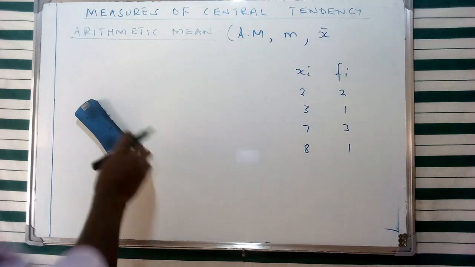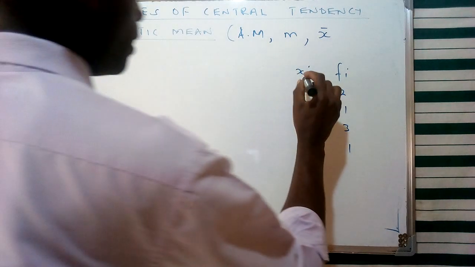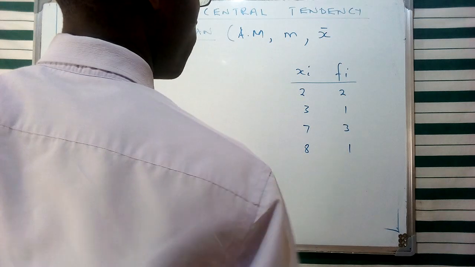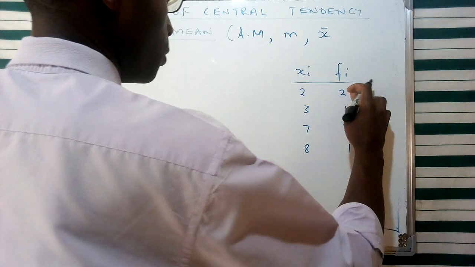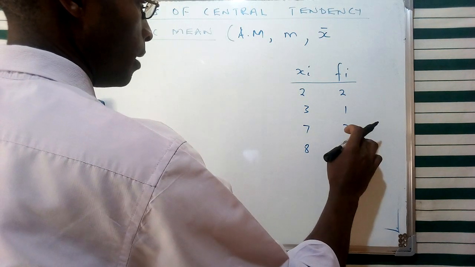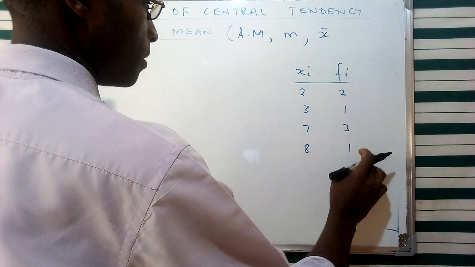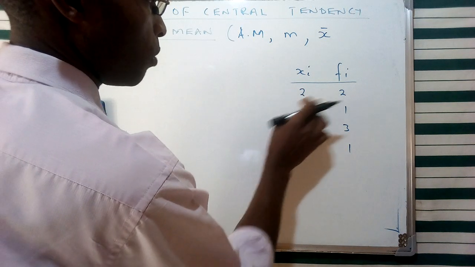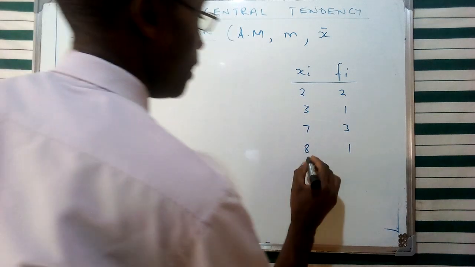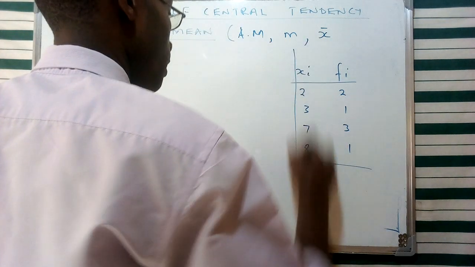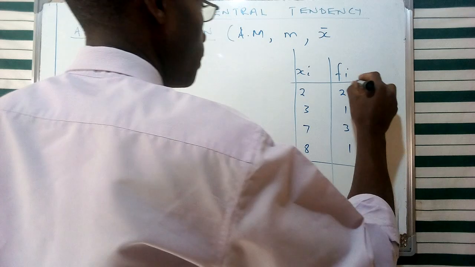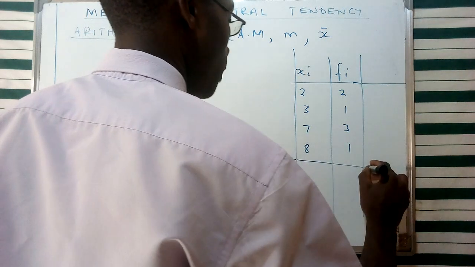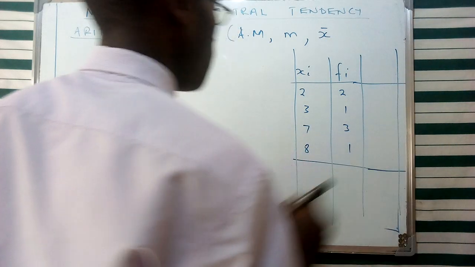Now, on the right side of the board, I've given a specific set of items of this variable x occurring 2 times, 3 times, 2 times, 1 time, 3 times, and 1 time. And these are for the respective observations of 2, 3, 7, and 8. And therefore, for us to compute the arithmetic mean from this, we're going to have it given in terms of this specific product.